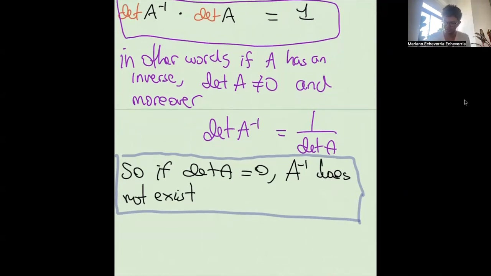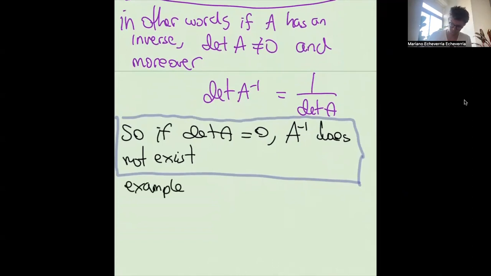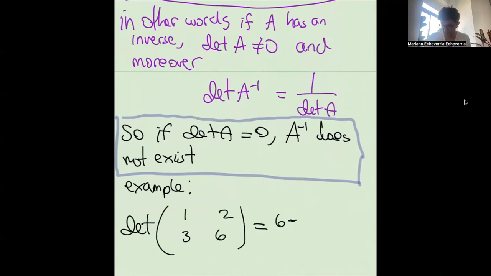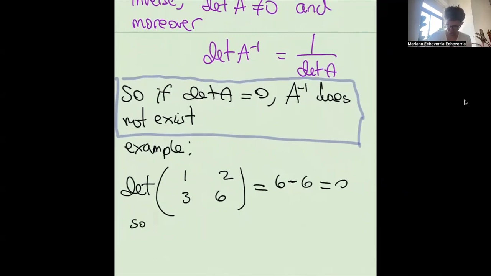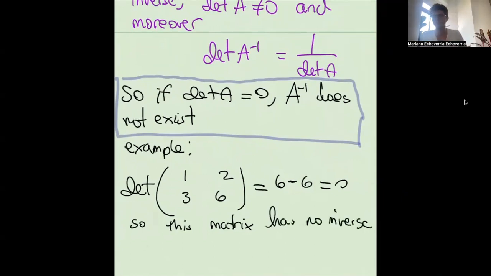So, for example, this determinant is 6 minus 6, which is 0. So this matrix has no inverse, and that's it. There's nothing else that needs to be checked. And so in the 2x2 case, the 2x2 case was relatively easy.